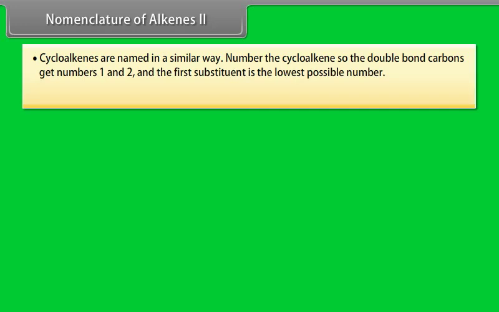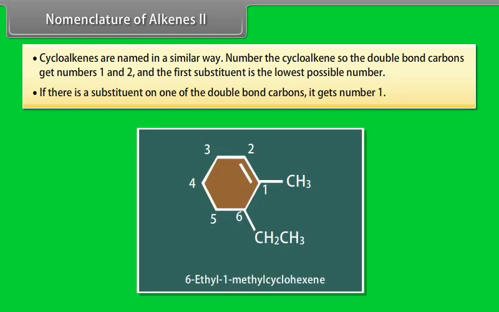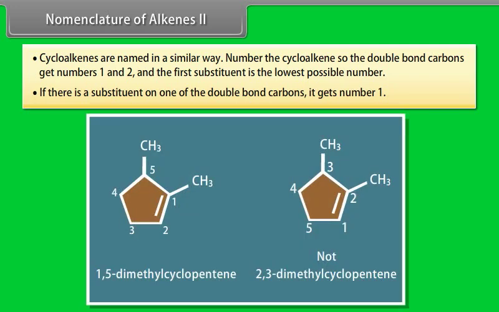Number the cycloalkene so the double bond carbons get numbers 1 and 2, and the first substituent gets the lowest possible number. If there is a substituent on one of the double bond carbons, it gets number 1. 6-ethyl-1-methylcyclohexene. Look at this compound. It is named as 1,5-dimethylcyclopentene and not 2,3-dimethylcyclopentene.